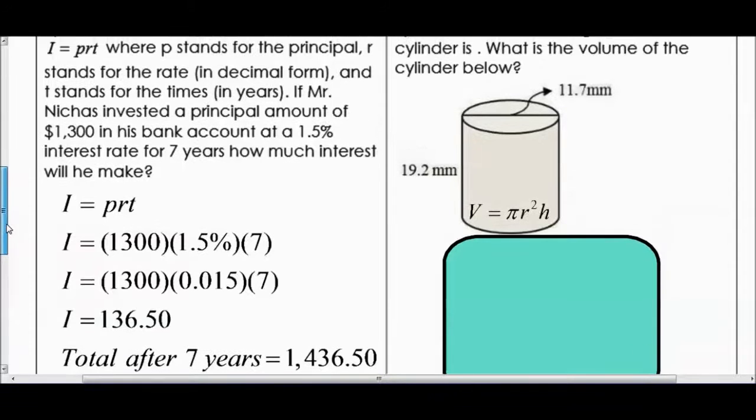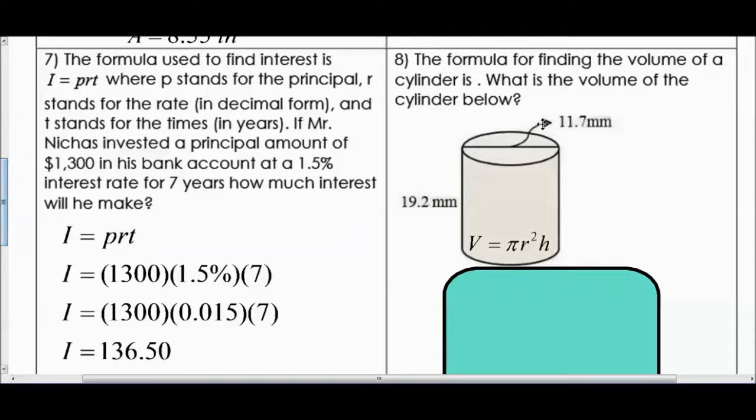All right, finally, number 4. The formula for finding volume for a cylinder is not there, but it's down here. V equals pi times r squared times h. What's the volume of the cylinder below? So we have the entire way across here, that's 11.7 millimeters, and the height here is 19.2 millimeters.